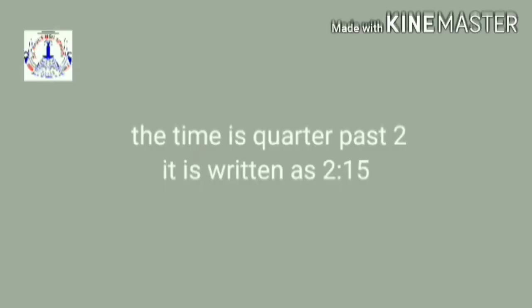Next is quarter past. Now children, in clock B, the minute hand is pointing at 3 and the hour hand has just crossed the 2 mark. So what's the time? The time is quarter past 2 and it is written as 2:15. Clear all of you?